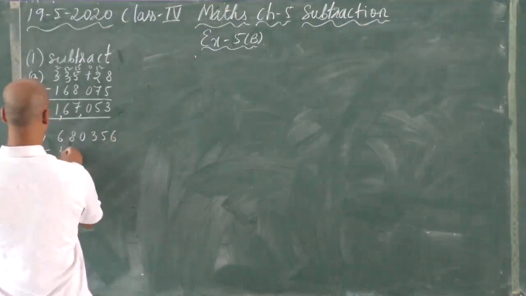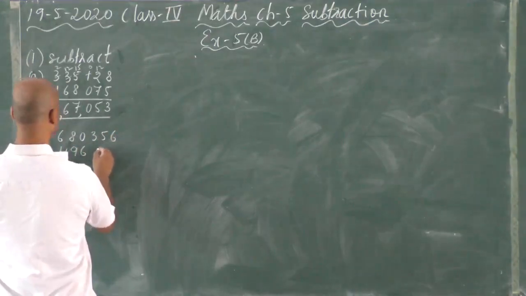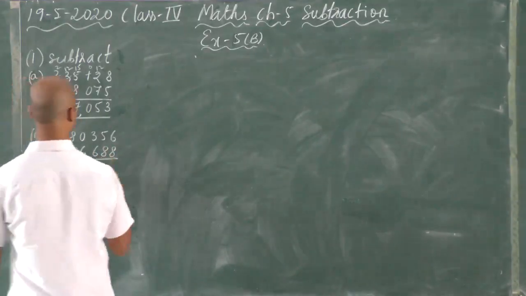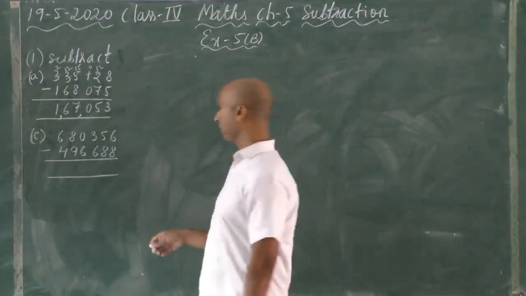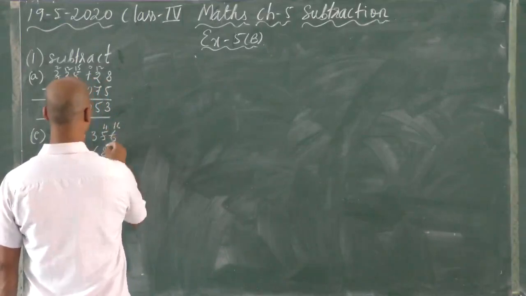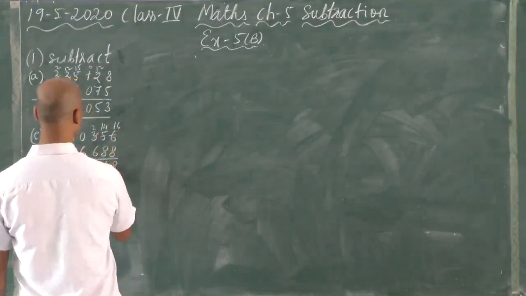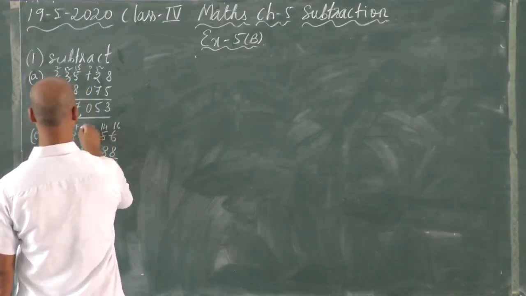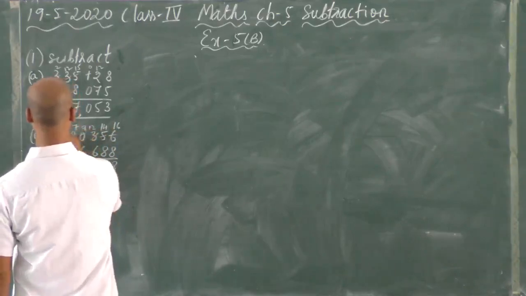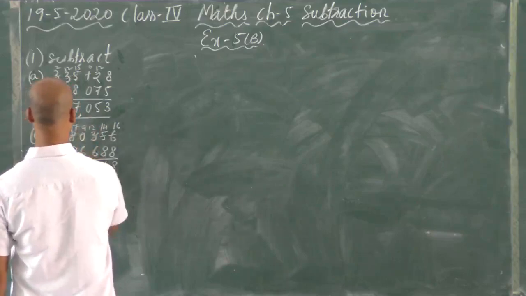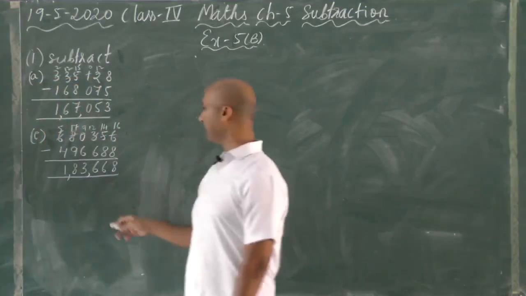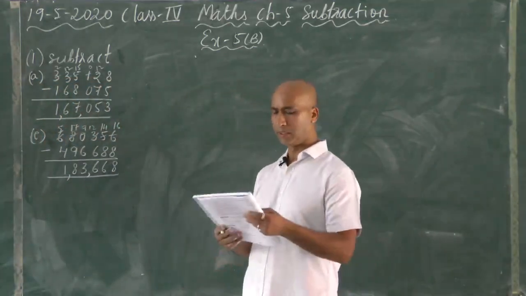Now the next question we'll move to is question number E, 6,80,356 minus 4,96,688. From 6 you cannot subtract, you will borrow, 5 will become 4, 16, from 16, 8, 8. Again borrow, 14, from 14, 8, 6. Again borrow, 7, 9, 12, from 12, 6, 6. From 9, 6, 3. Again you will borrow, 5, 17, from 17, 9, 8, and from 5, 4, 1. So 1,83,668 will be the answer.